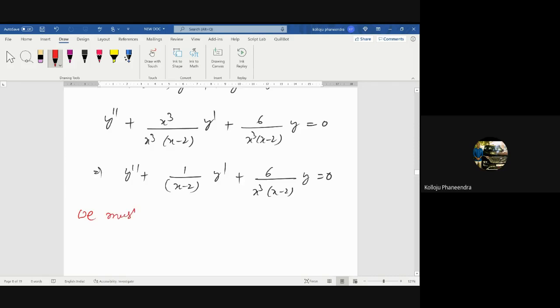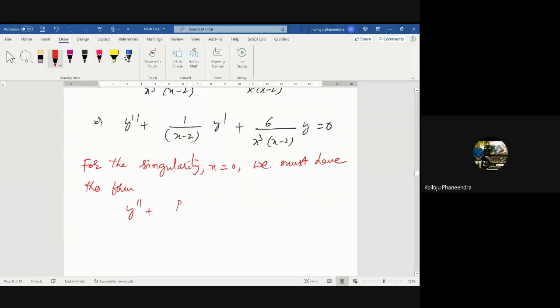For the singularity x equal to 0, we must have the form y double dash plus p1(x) by (x minus x naught) y dash plus q1(x) by (x minus x naught) square y equal to 0. The x naught value is 0 here. Right? Any doubt? The x naught value is 0 here.